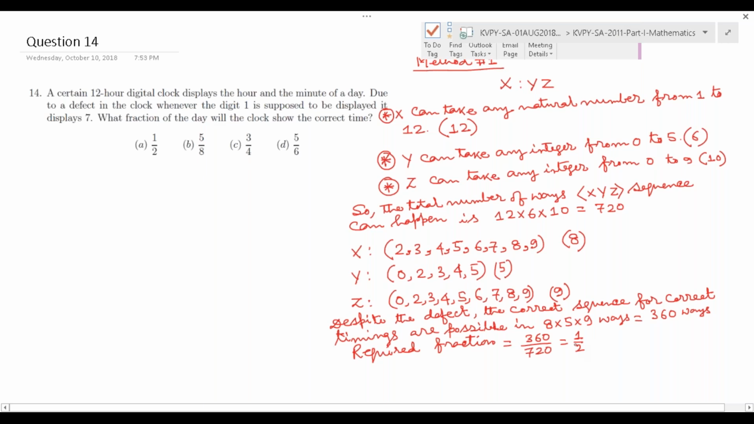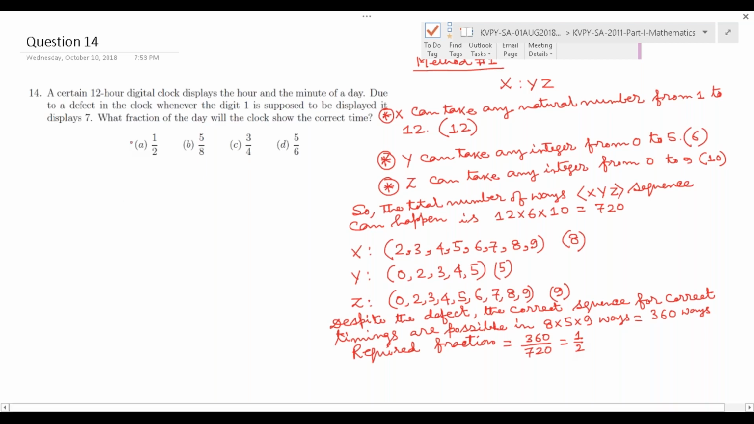So here the required fraction means the fraction of the day that ensures that the clock shows the correct time, which is 360 by 720, equal to 1 by 2, and we get the correct option as option A.